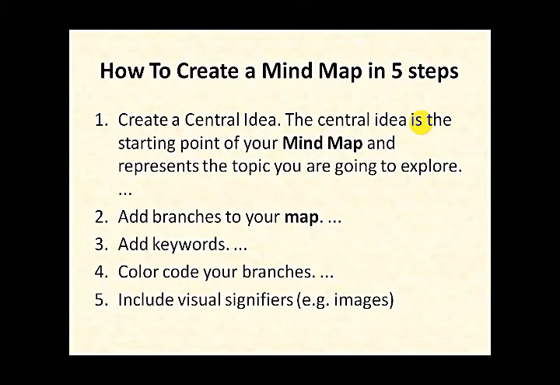First, create a central idea. The central idea is the starting point of your mind map and it represents the topic you are going to explore. Then add branches to your map. You can add the branch. Add keywords. Color code your branches. Include visual signifiers, for example, images. Add the images in the line.